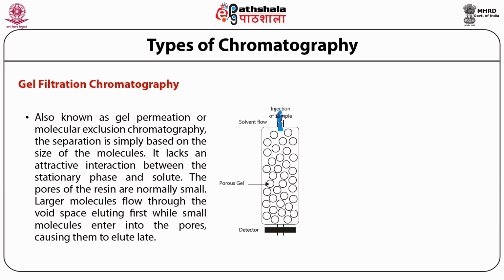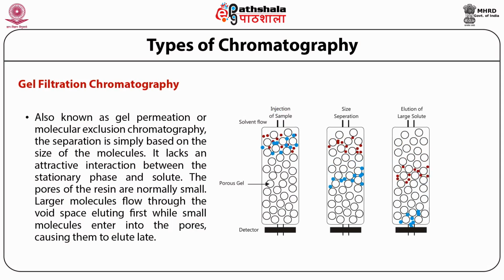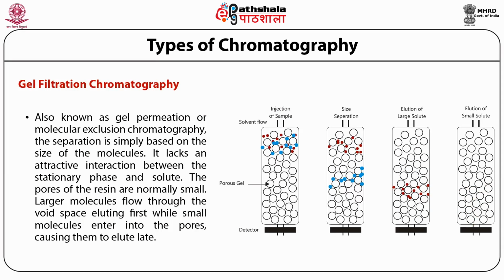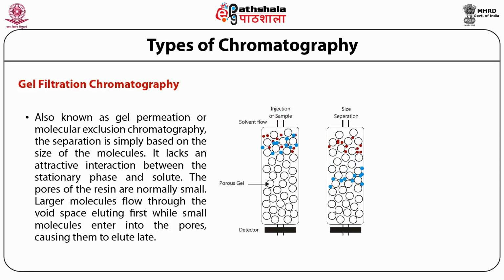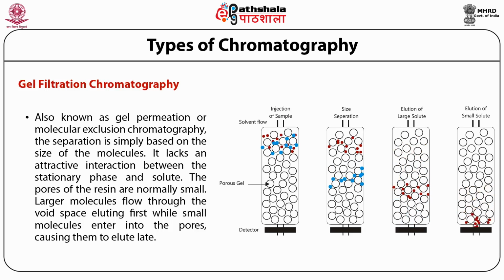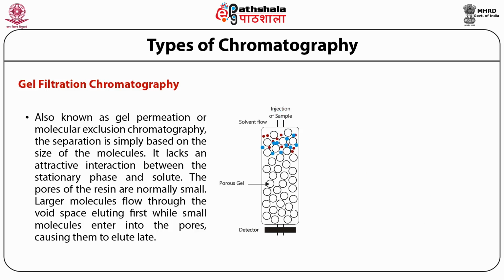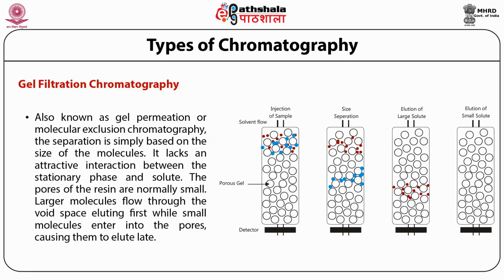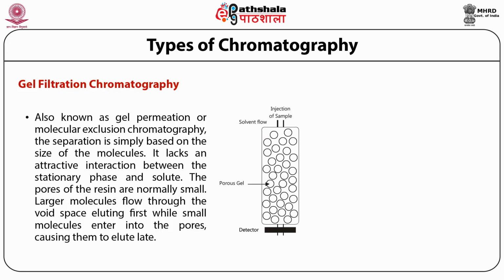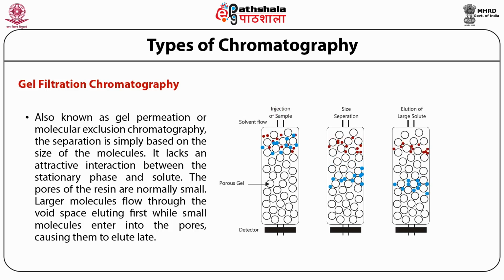Gel filtration chromatography is also known as gel permeation or molecular exclusion chromatography. In this chromatography, the separation is simply based on the size of molecules. It lacks any attractive interaction between the stationary phase and solute. The pores of the resin are normally small. The larger molecules flow through the void space, therefore they are eluted first, while the small molecules enter the pores of the gel and therefore they are eluted late. And that is how the small and large analytes which are to be separated get separated in gel filtration chromatography.